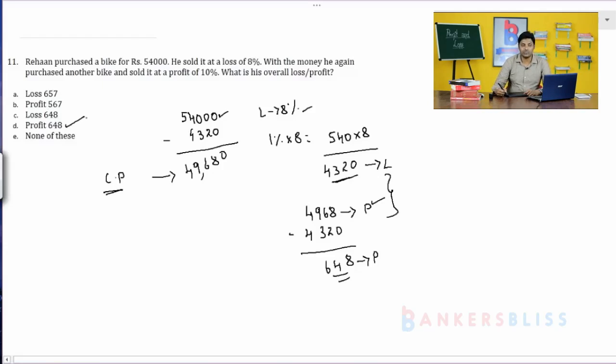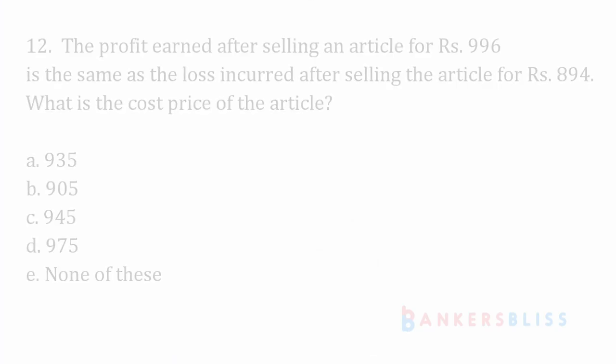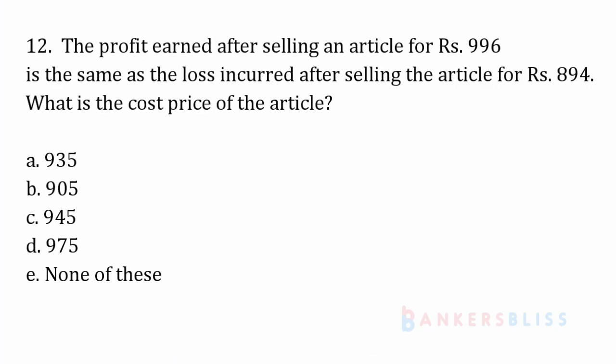Very simple problem. Next, let's go to the 12th problem, problem number 12. The profit earned after selling an article for rupees 996 is the same as the loss incurred after selling the article for 894. What is the cost price of the article?